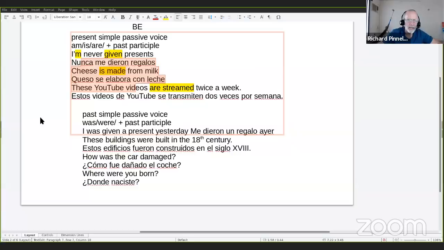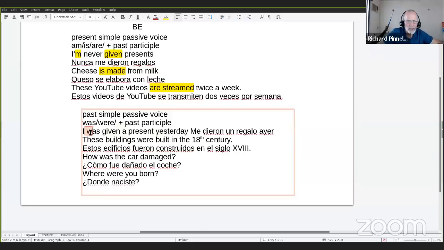Aquí tengo ejemplos. I was given a present yesterday. Verbo be was en el pasado, más el pasado participio, given. These buildings were built in the 18th century. How was the car damaged? Una pregunta. How was the car damaged? Abajo tengo el español para los que quieren revisar.